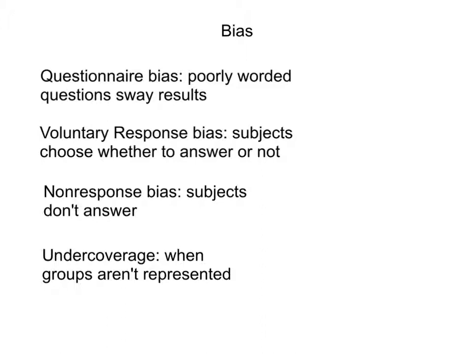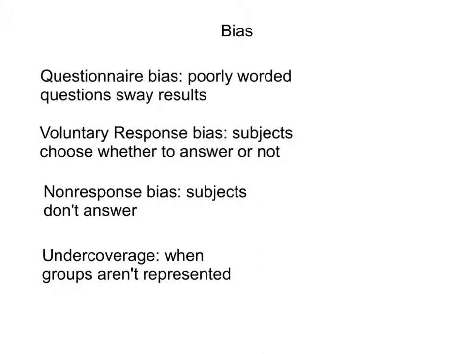Then we have non-response bias, and that's when subjects don't answer. For example, if you call each house during the week at 2 p.m., you're going to have a lot of non-response bias because people that go to the office or go to work at that time aren't going to be at home to answer the phone. Or when you mail surveys to people and they don't always mail them back.